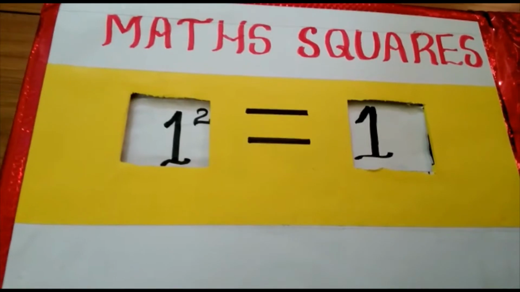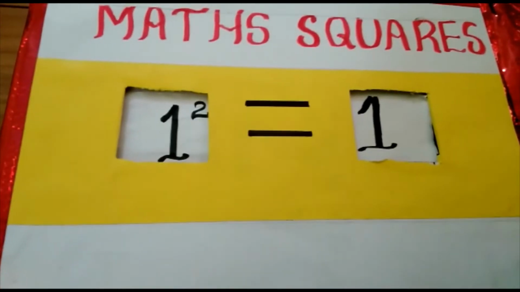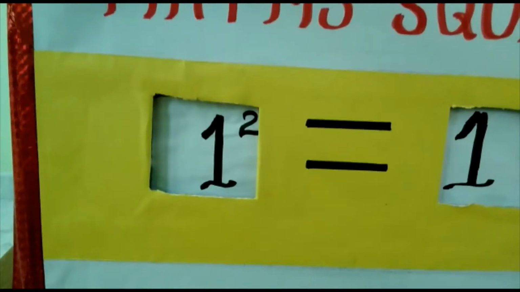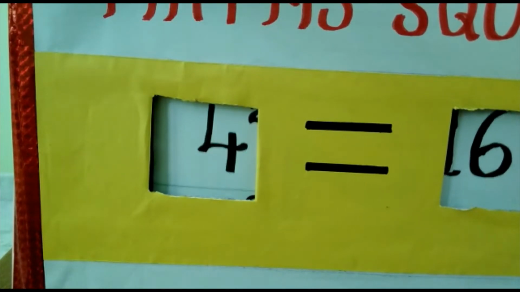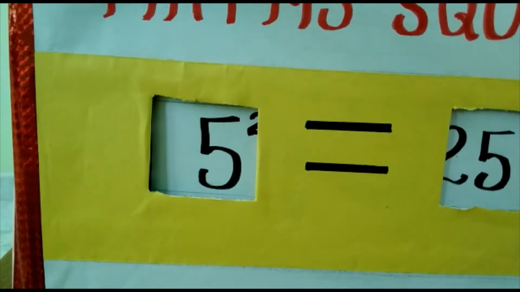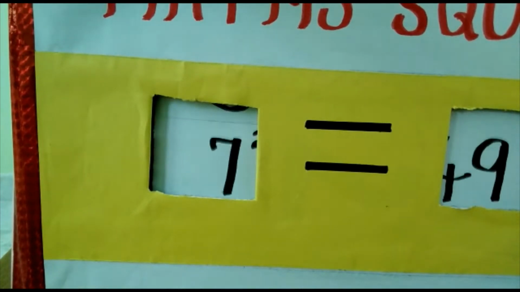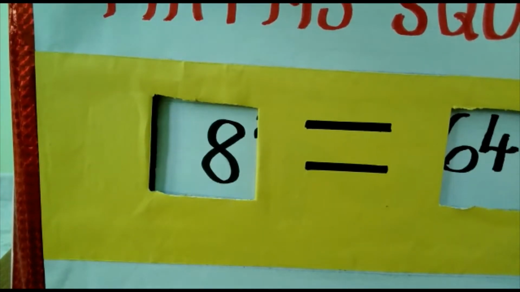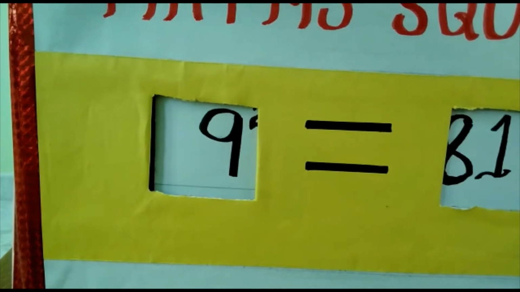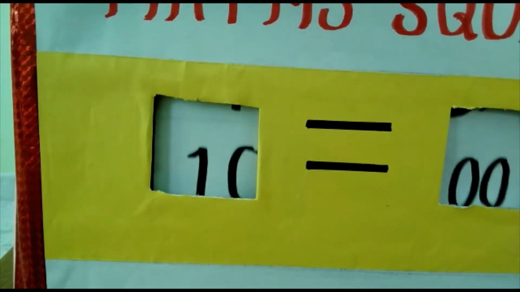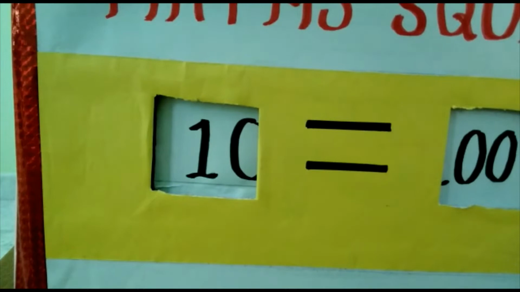This is my max working model named as max squares. 1 square equal to 1, 2 square 4, 3 square 9, 4 square 16, 5 square 25, 6 square 36, 7 square 49, 8 square 64, 9 square 81, 10 square 100.